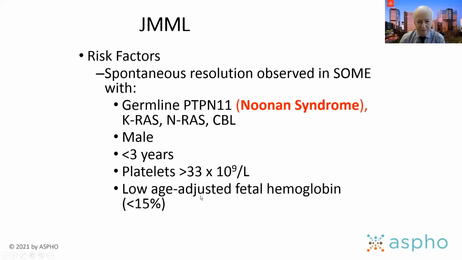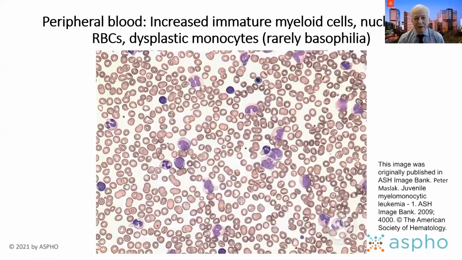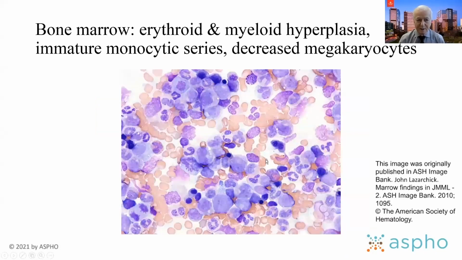The peripheral blood of these patients has increased immature myeloid cells, as shown here. They have abnormal dysplastic monocytes and increased nucleated red cells. In the bone marrow, there are collections of these immature myeloid monocytoid type cells, which predominate, and markedly decreased numbers of megakaryocytes.